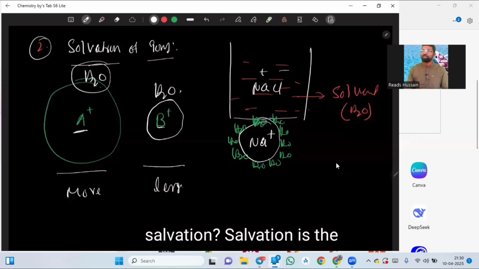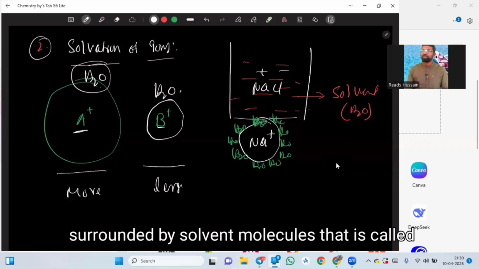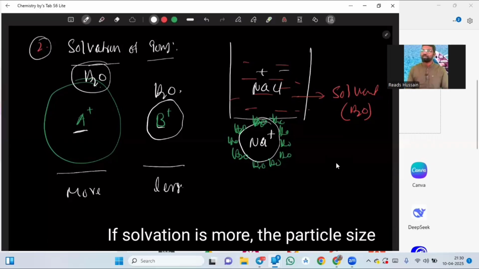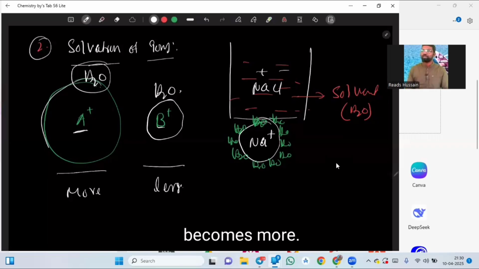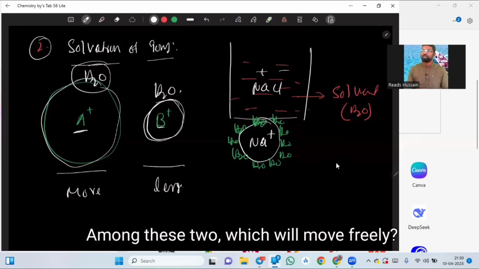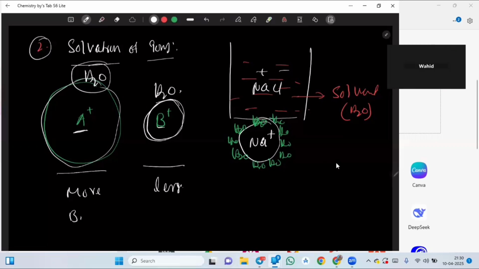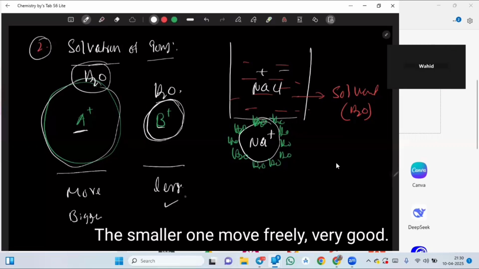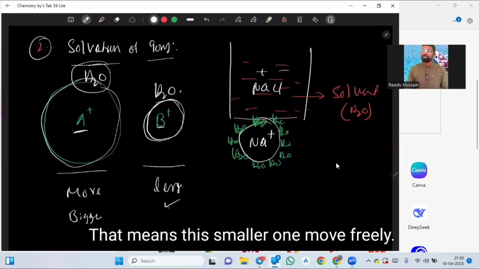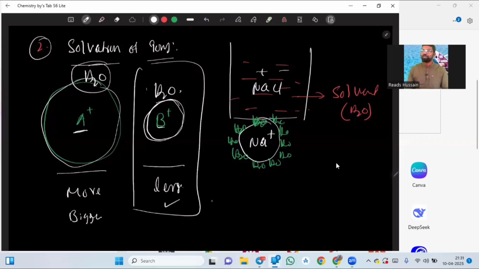Solvation is when a solute particle is surrounded by solvent molecules. If solvation is more, the particle size becomes more. If solvation is less, the particle size becomes less. Among these two, which will move freely? The bigger one or smaller one? The smaller one moves freely. Very good. That means the one in which solvation is less. If solvation is less, the movement becomes more.